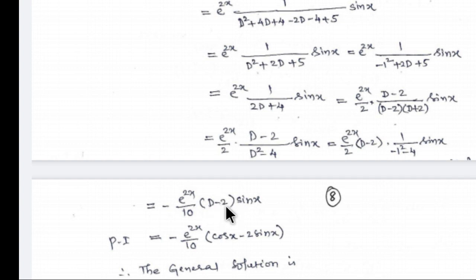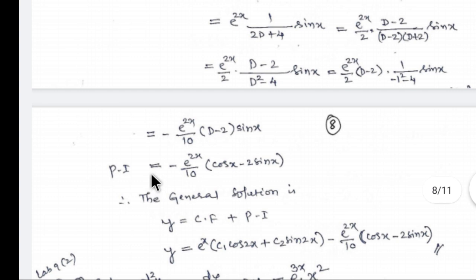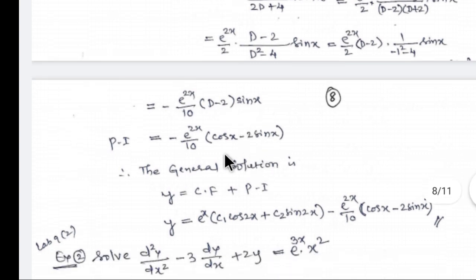Now you operate on this. D is differentiation. So the particular integral equals minus of e raised to 2x by 10 into D of sin x. D of sin x means differentiation of sin x is cos x, minus 2 sin x. This is the particular integral.